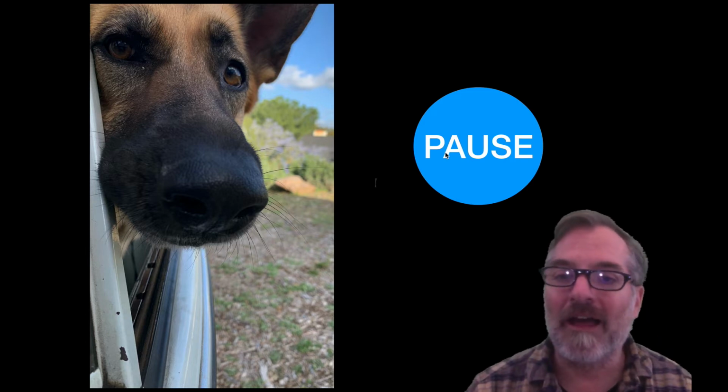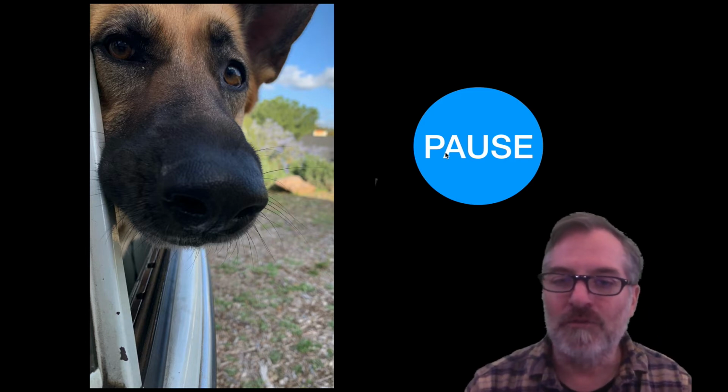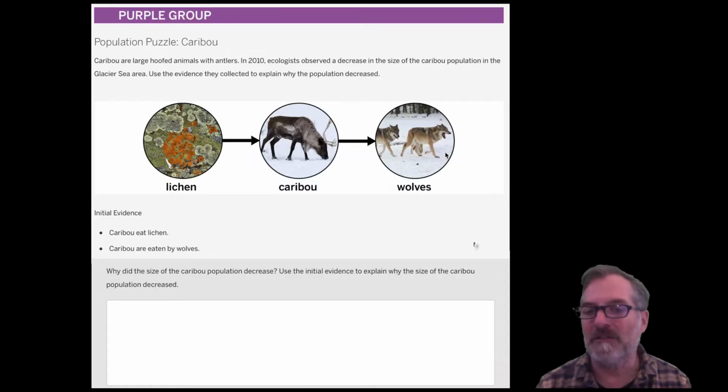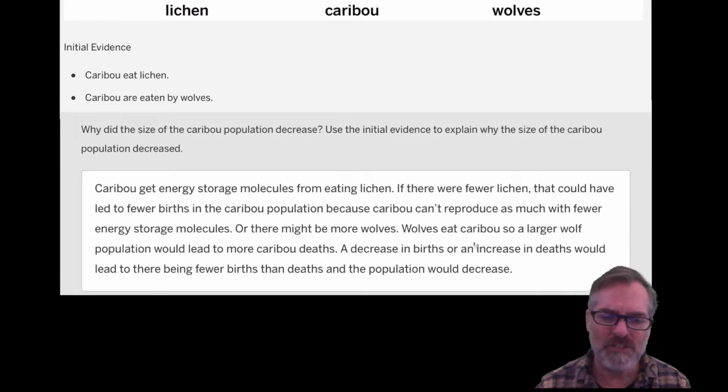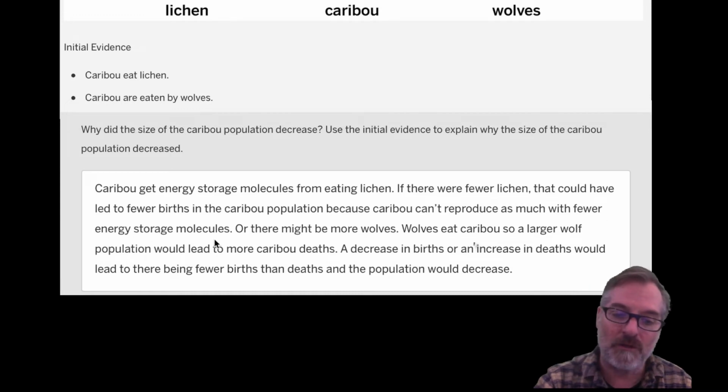All right, so now that I am back and you've written a response, let's take a look at what I thought would be a good response. Caribou get their energy storage molecules from eating lichen. If there were fewer lichen, that could have led to fewer births in the caribou population, because caribou can't reproduce as much with fewer energy storage molecules. Basically just saying if there's less food for the caribou to eat, then they can't reproduce as much.